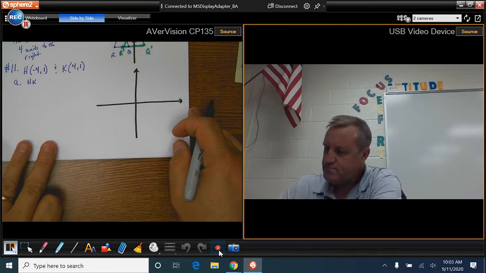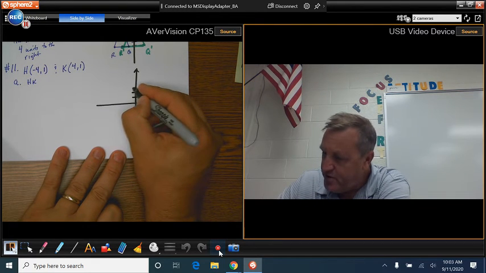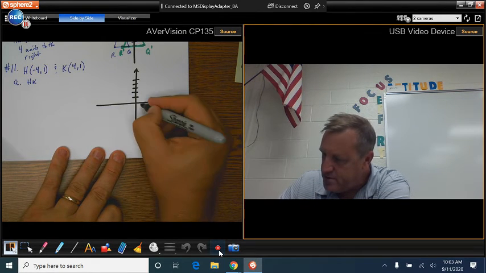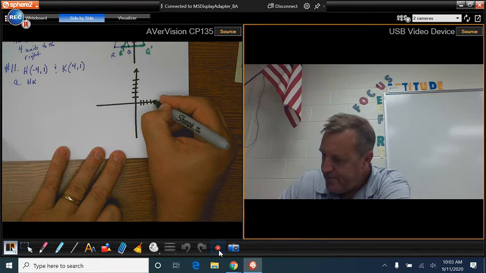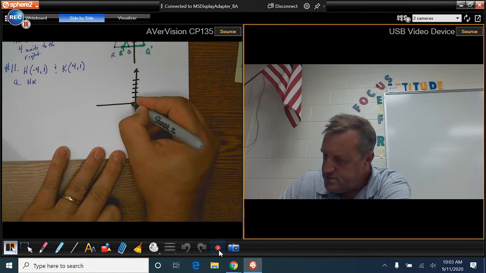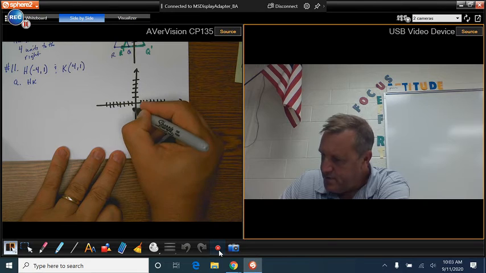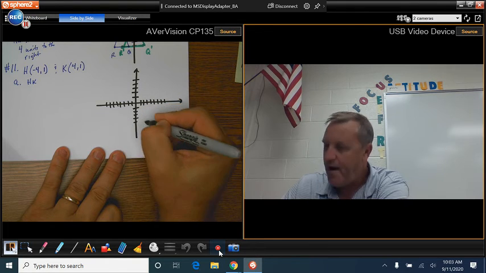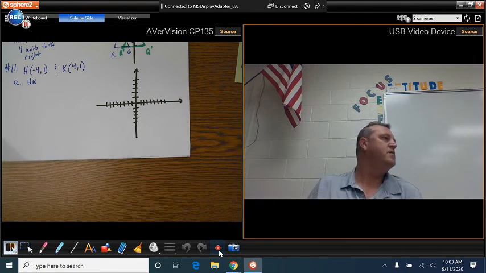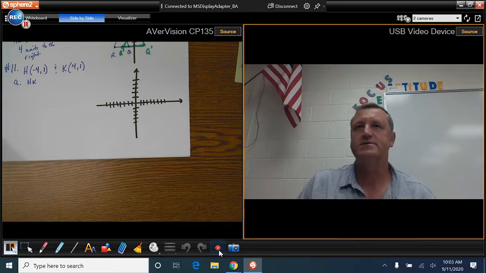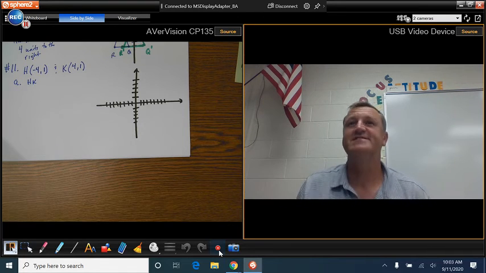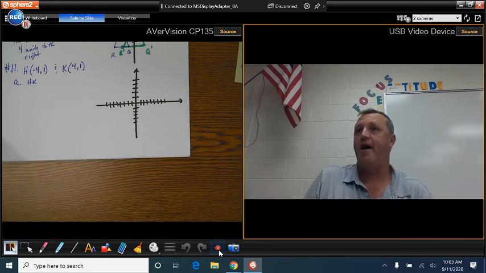Okay. If you do have graph paper, wonderful. If not, then just make your own little graph here. Okay? I'm not interested that it's so precise. I just want to represent the problem.